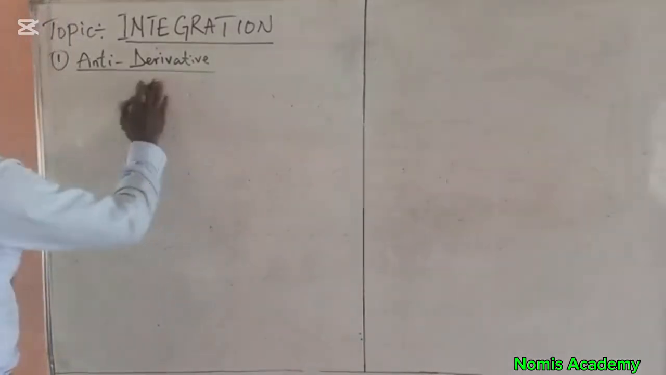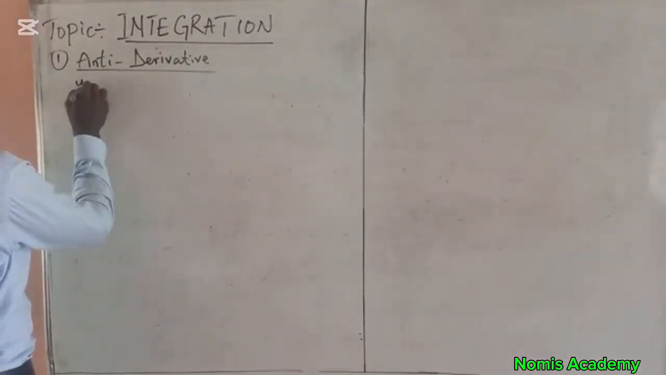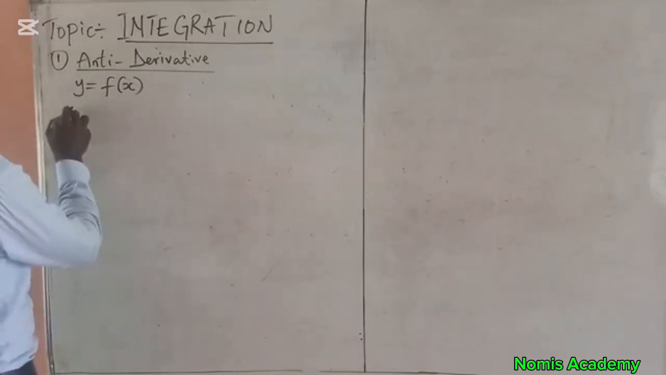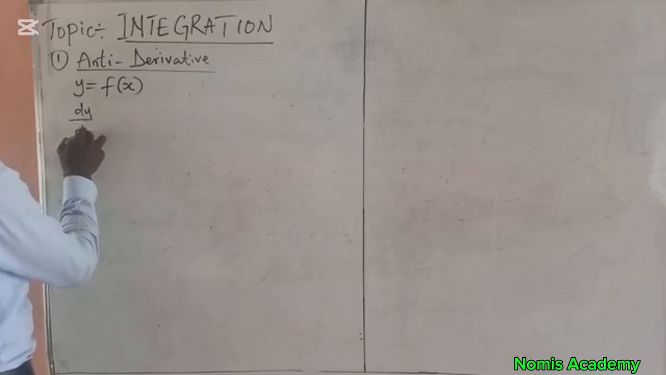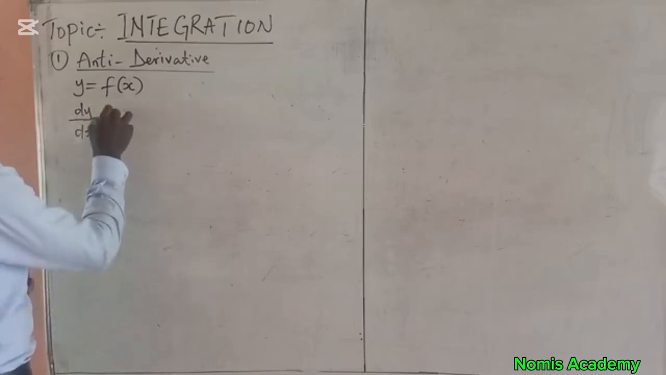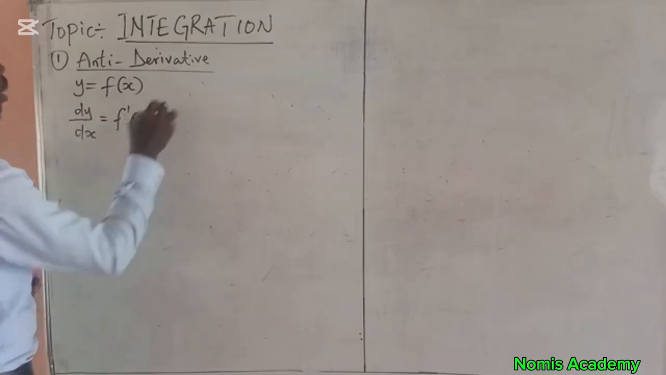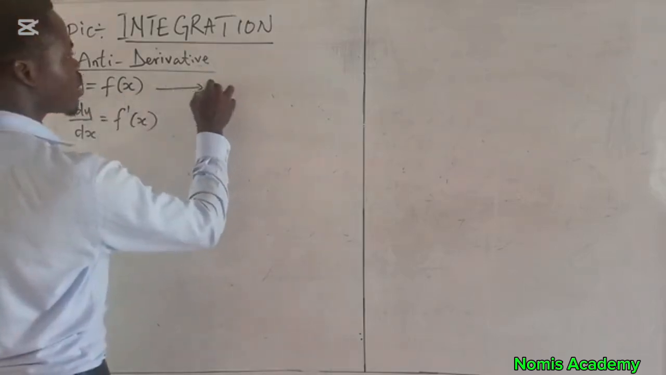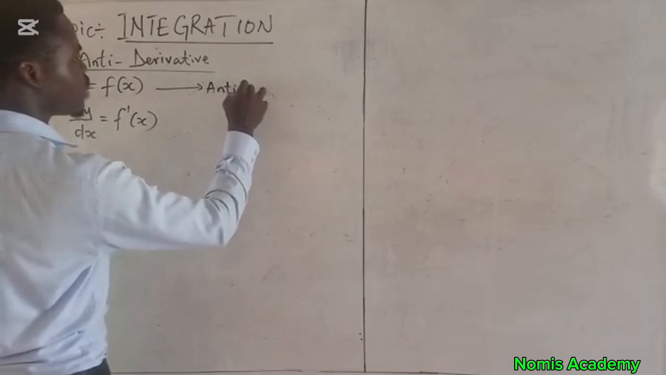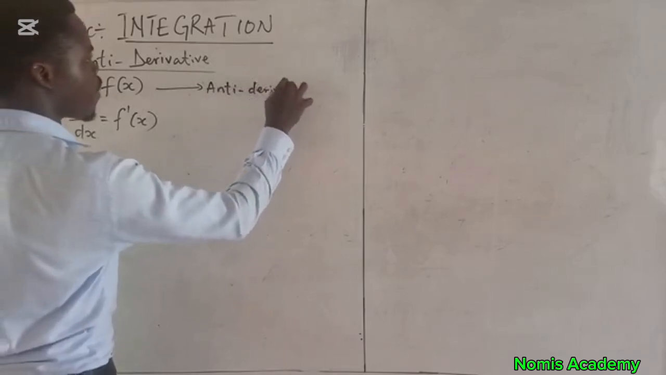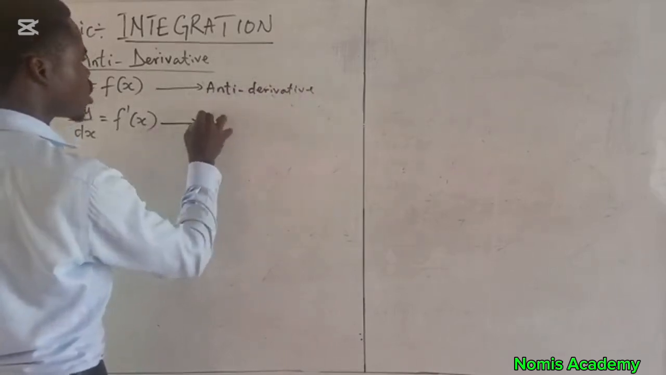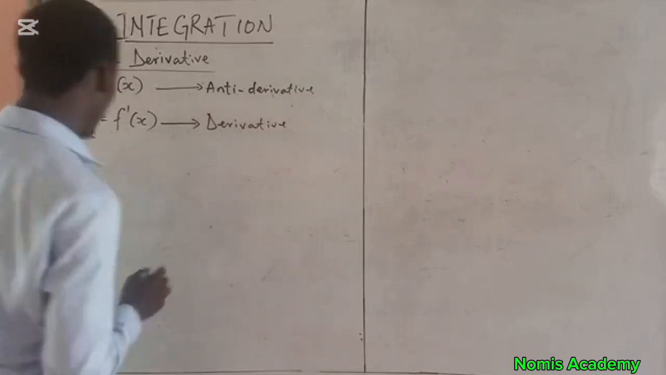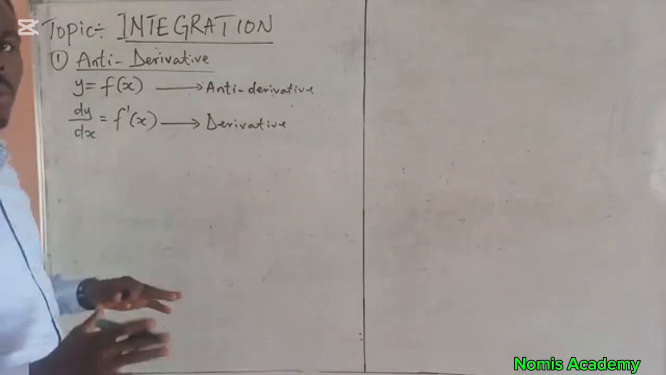Now, whenever you have a function, let y be a function of x. Then dy over dx is equal to f prime of x. Now we call this the antiderivative. Let's pick an example to make it clearer.